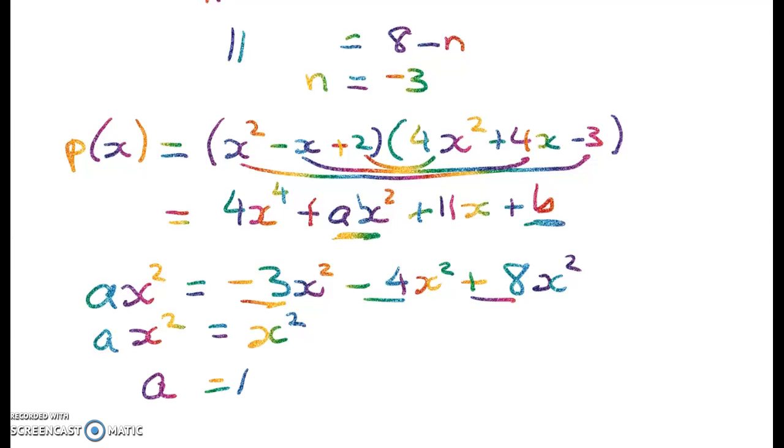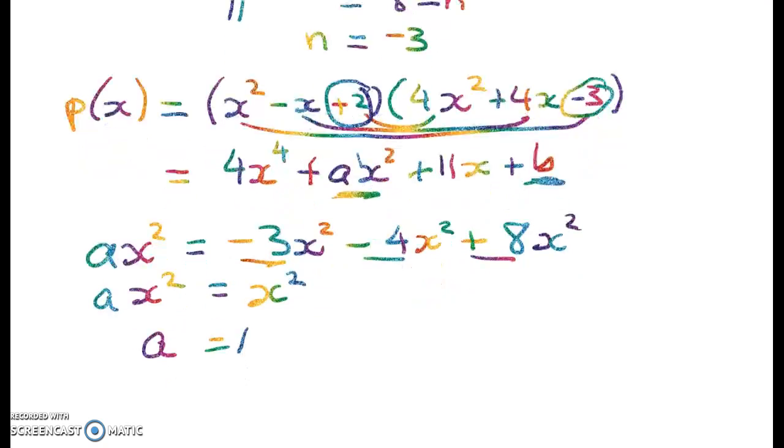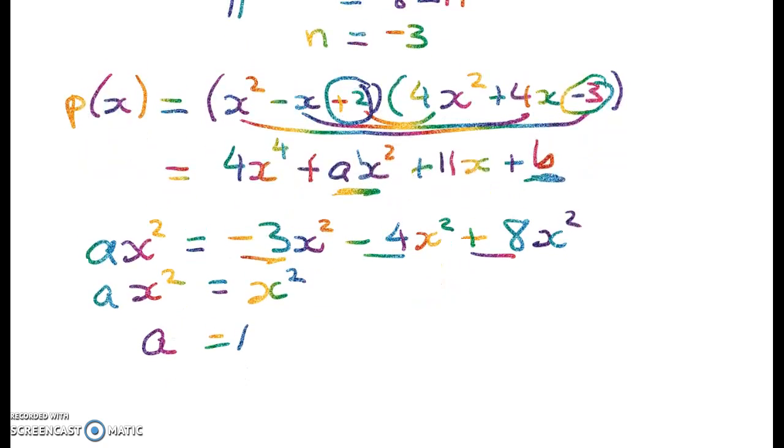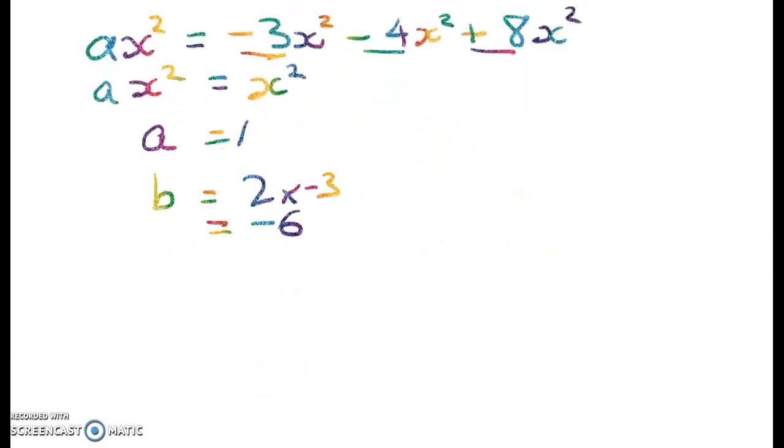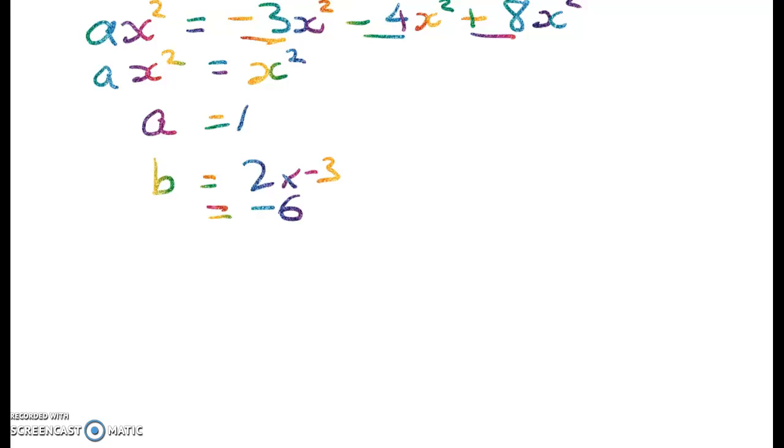Now figuring out b is going to be easier. B is the constant, which will come from only one combination. So we get b is equal to 2 times negative 3, which is negative 6. So we've done that bit. Now I'm going to finish this off and do the factorising. Then I'm going to come back and show you how to do it by long division. But I think long division is really messy and really easy to make a mistake.